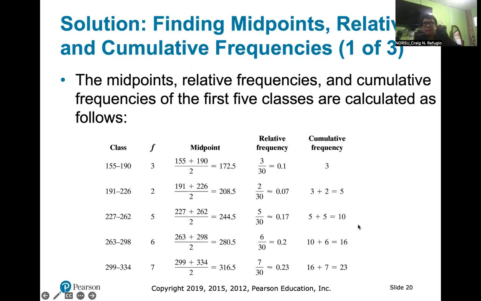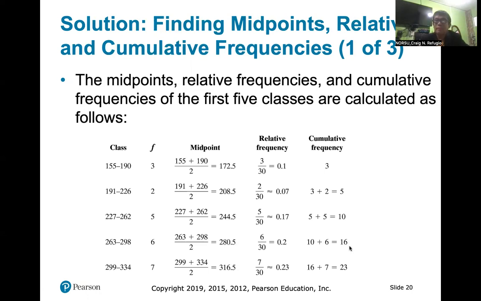And then take note that we use equality if the division is exact. We use approximation if the division is not exact. We rounded off the quotient, so we use approximation. So take note of that.